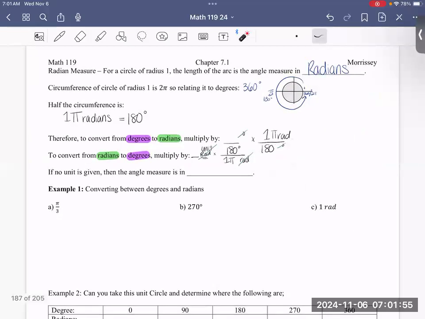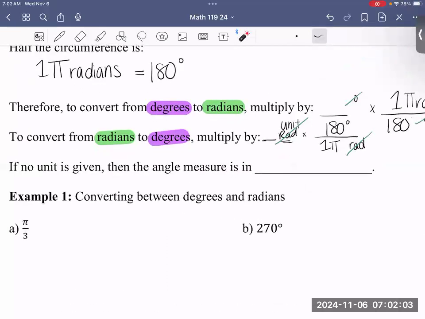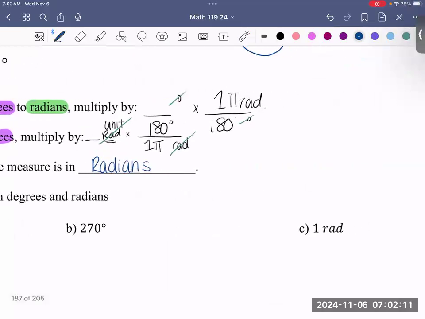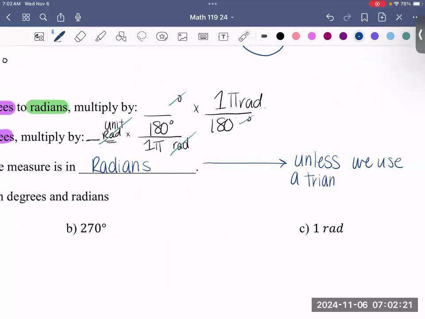Now, sometimes the context of these will not always give you a unit. If they do not give you a unit, then the angle should be measured in radians. So assume radians. That is unless we use a triangle. We can still use radians on a triangle, that's not exactly what I'm saying.